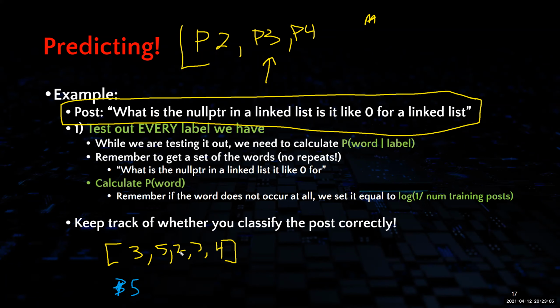I'll compare it to 2. 2 is less than 5, so I don't update 5 at all. I compare 5 to 7. 7 is bigger than 5, so I'll say 7 is my greatest. And then I have 4. 4 is less than 7, so I say 7 is the greatest. After that, I'm done iterating through the vector, and I'm left with a maximum of 7.